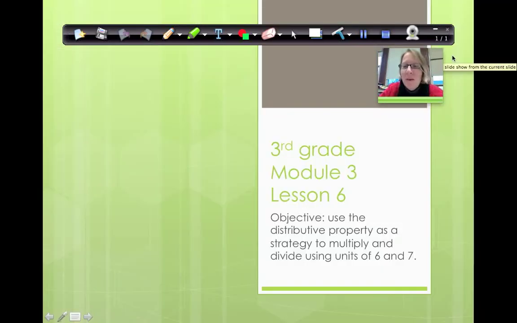Hello, today we're going to do Module 3, Lesson 6. And the objective for our lesson today is that we're going to use the distributive property as a strategy to multiply and divide using units of 6 and 7. Do you remember what the distributive property was?